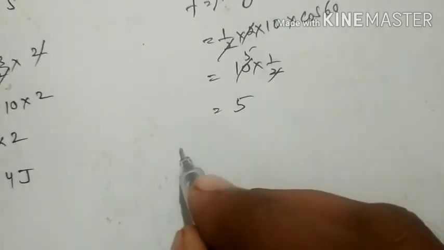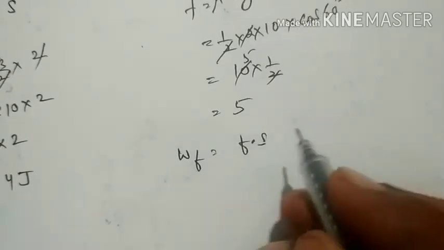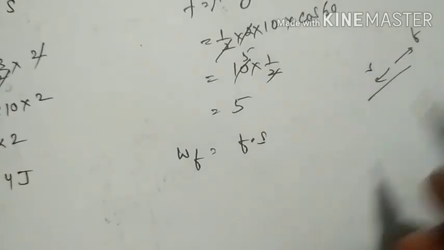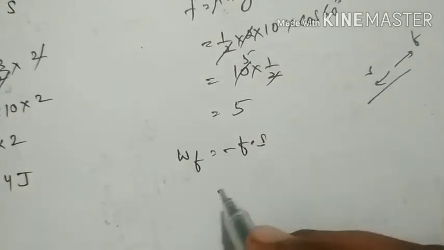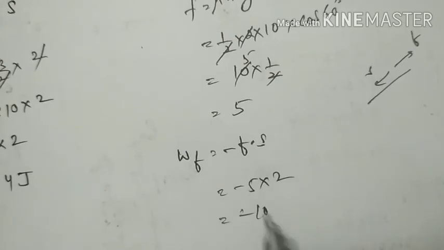Work done is equal to frictional force into displacement. Actually the displacement is downwards and the friction is acting upwards. So work done is negative. So minus 5 into displacement 2, minus 10 joules.